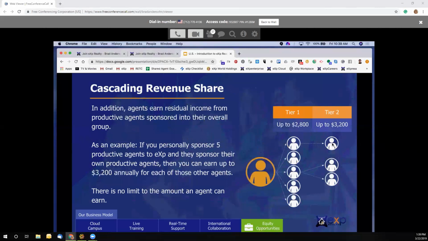Why is it I'm getting more on tier 2 for Barney? Well, because I've met the qualifications called cascading revenue, and I've met the qualifications that say if you sponsor personally 5 people into your revenue group and they're productive, you could be earning up to $2,800 from each of them, all 5. But for every person any of those 5 people now bring into the company, you will get 4% off each and every one of them.